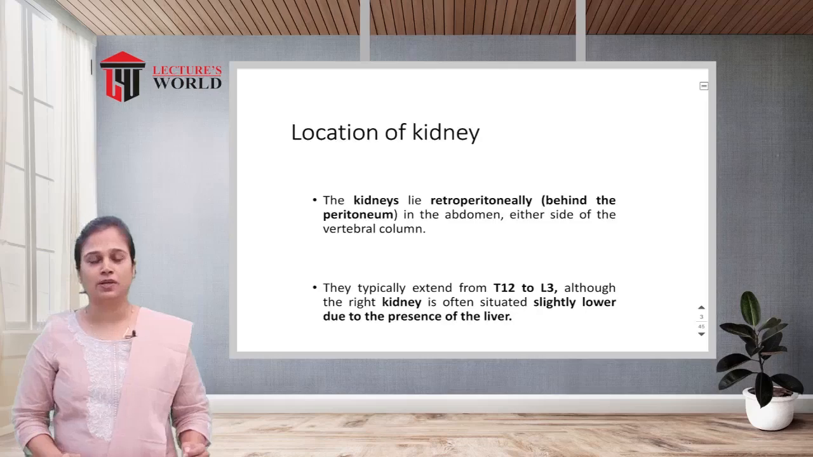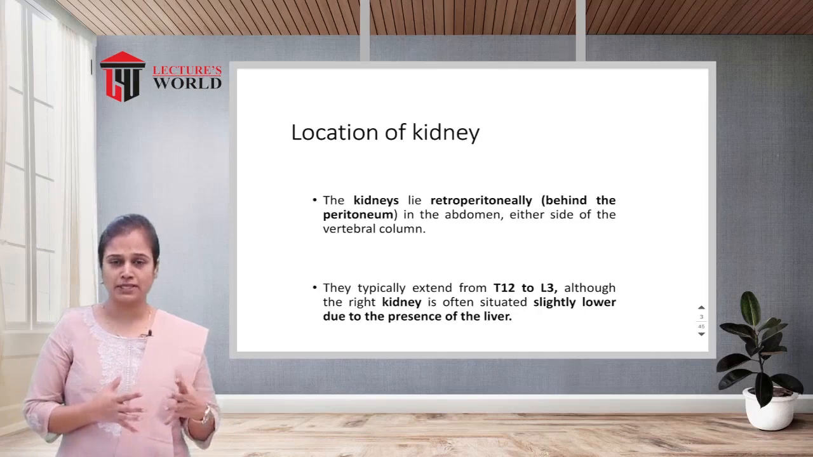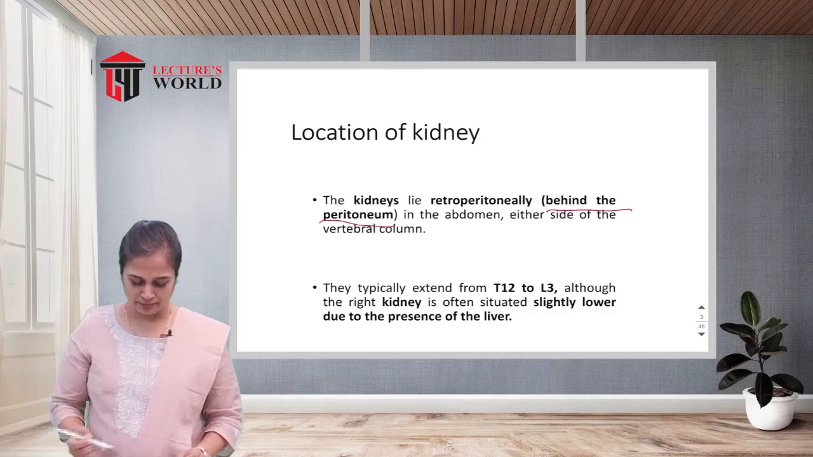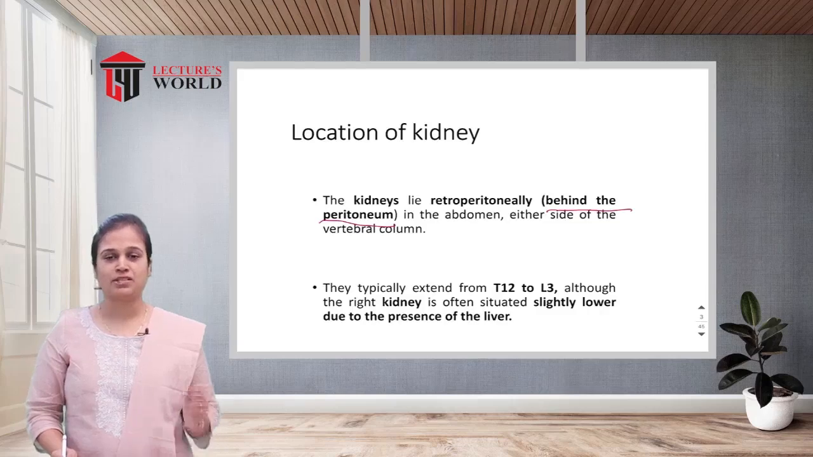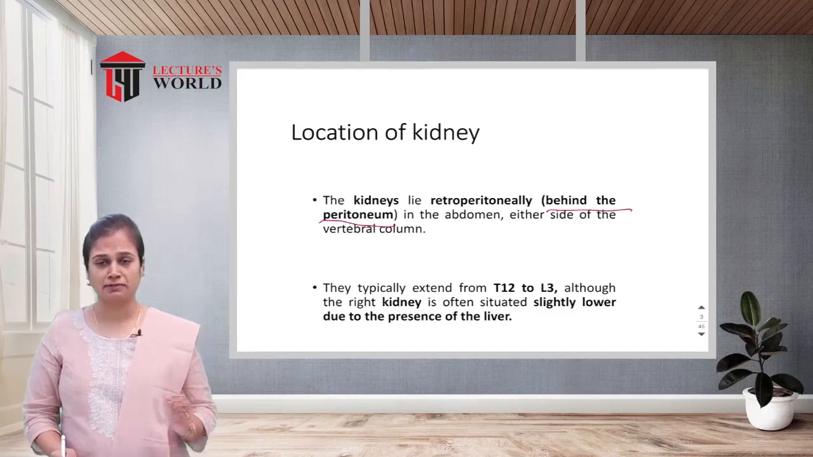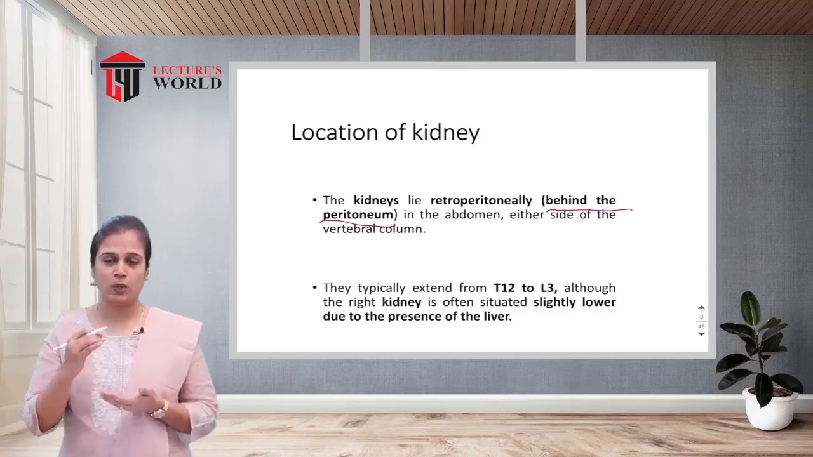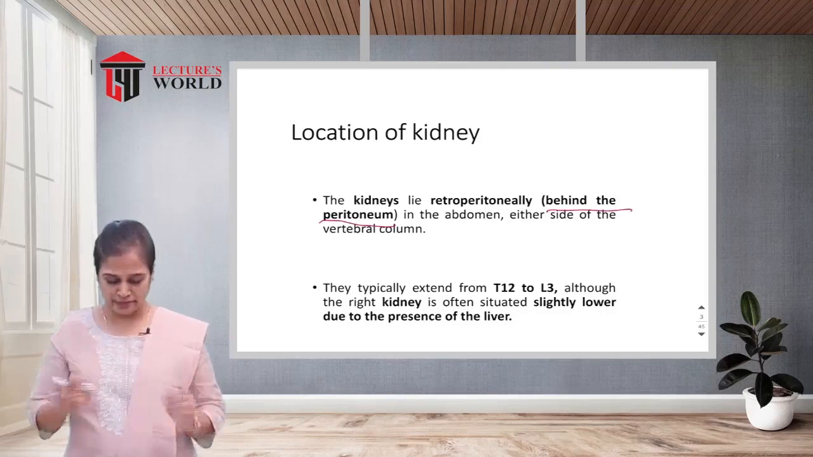Now we will talk about the location of the kidney, where the kidneys are located. Kidneys are located retroperitoneally, that is behind the peritoneum in the abdomen, on either side of the vertebral column, that means near the vertebral column. They typically extend from T12 to L3, that is, the thoracic 12 vertebra to the lumbar 3rd vertebra. The right kidney is often situated slightly lower than the left kidney because of the presence of the liver.